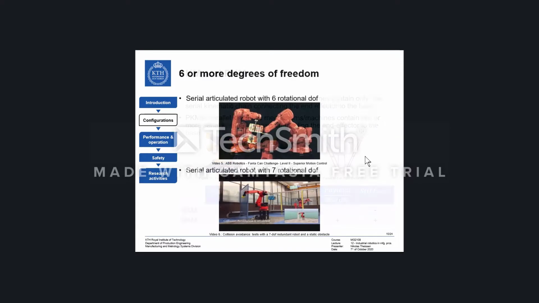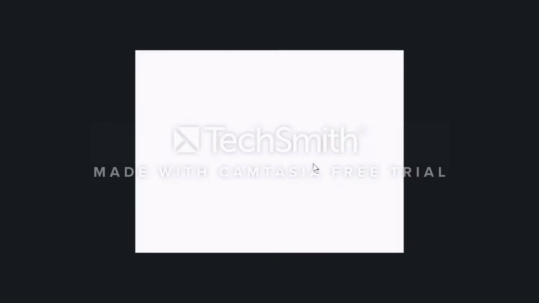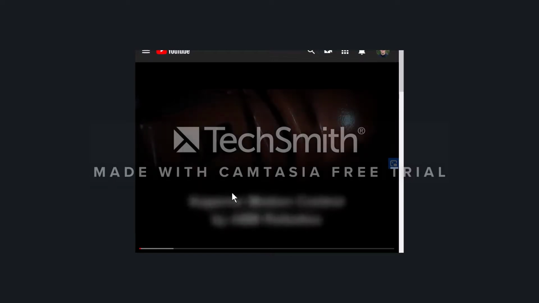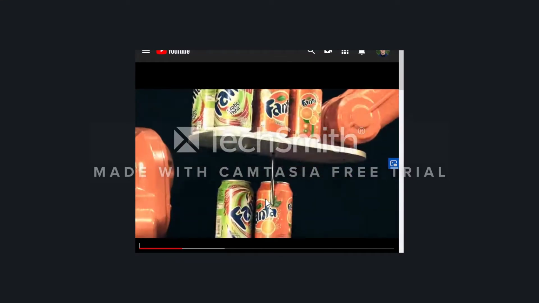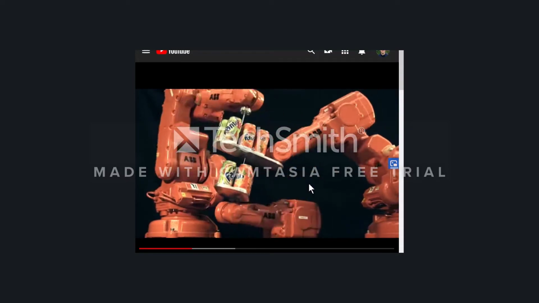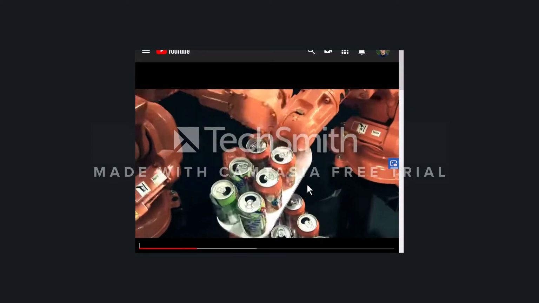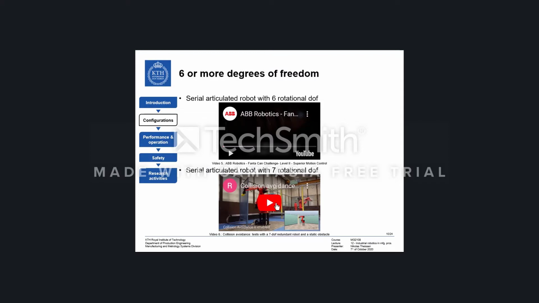Okay, 6 or more degrees of freedom. So first of all, in order to make the point that serial articulated manipulators can reach all positions and configurations in space, let's have a look what that means in practice. So as you can see, that would provide you with flexibility in order to realize your application. But sometimes that is not enough. And you're going to install a serial articulated robot with 7 degrees of freedom.